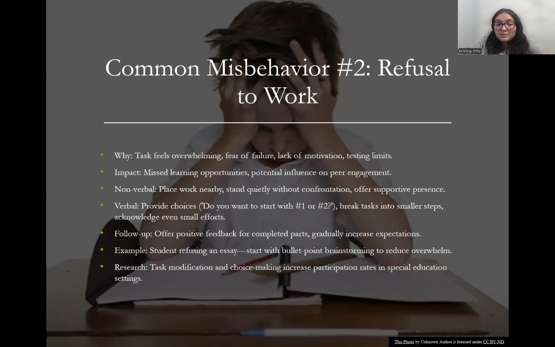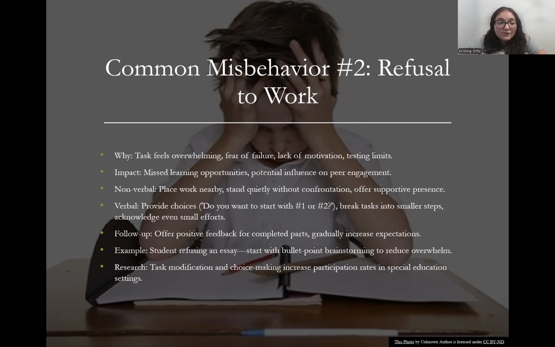Verbal ways we can do this: we can provide choices, and I do this a lot. So, do you want to start with number one or number two? Or you can break it into smaller steps and acknowledge even small efforts. So let's say we're breaking it down and they do one part of the question right. You would say, "That's a great job. Thank you for doing that. Can we try to do this?"